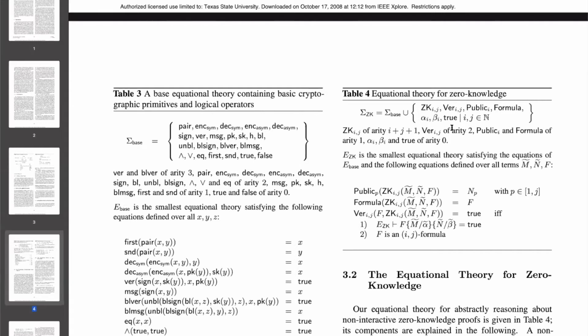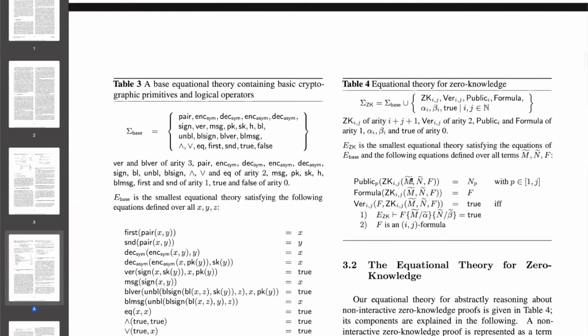Now I'm still just getting up to speed on the whole thing, so you'll have to bear with me a little bit. But you have formulae of the type zero knowledge ij, and this is going to be of arity i plus j plus 1. So if you look down here, you can get a sense of that. So you have i m's, j n's, and one formula f. And f is of arity 0. So this is some kind of constant, right?